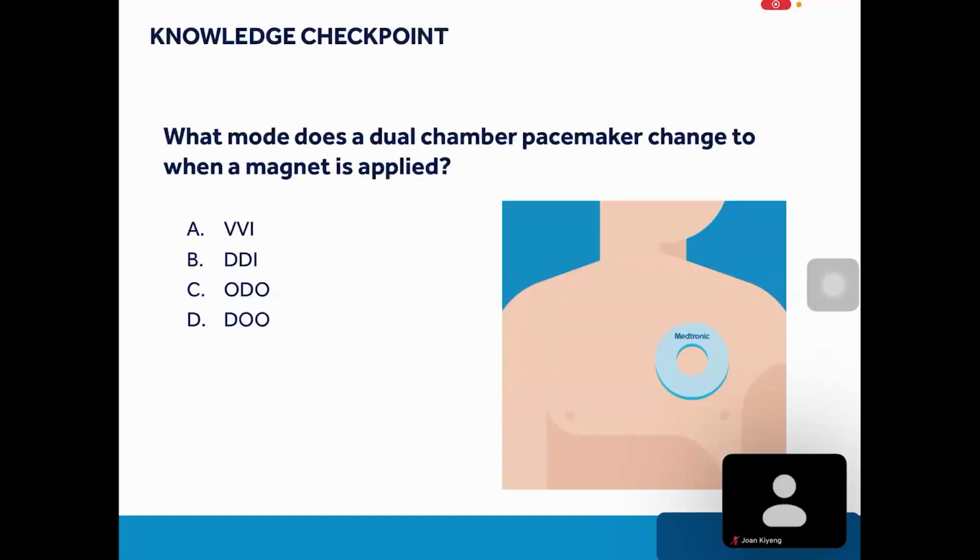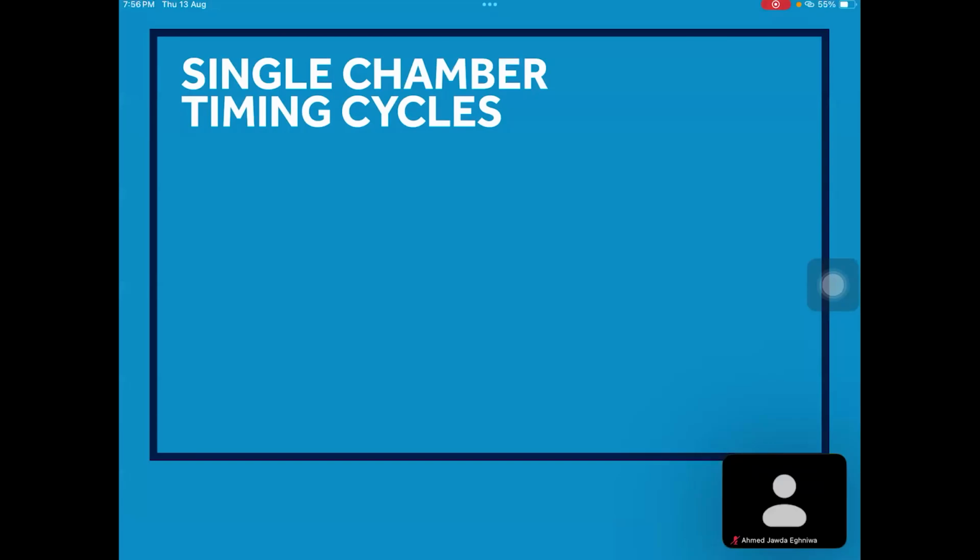What mode does a dual chamber pacemaker change to when a magnet is applied? VVI? DOO. Good. This is a timing cycle, it will be discussed in another lecture.